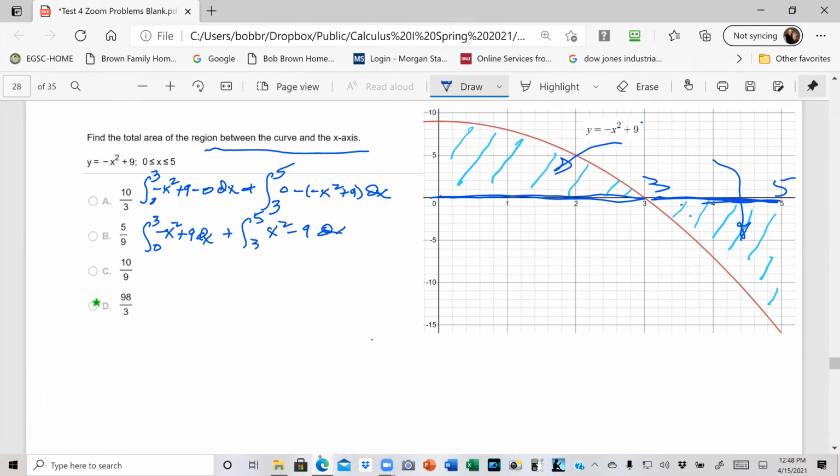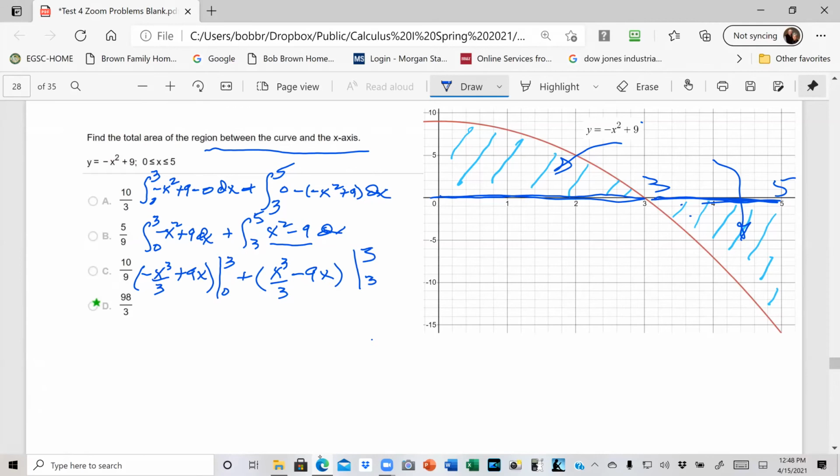And now we'll integrate, and we'll get minus x cubed over 3 plus 9x. We'll evaluate between 0 and 3. And plus the integral of x squared minus 9, which is x cubed over 3 minus 9x. And we'll evaluate that between 3 and 5.